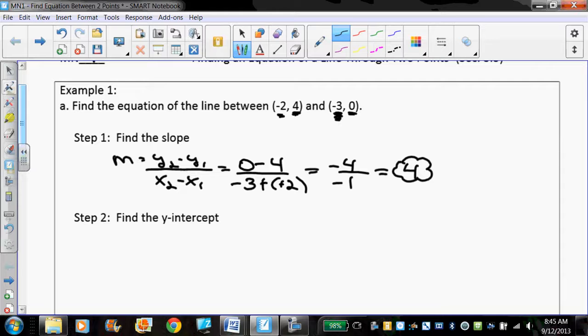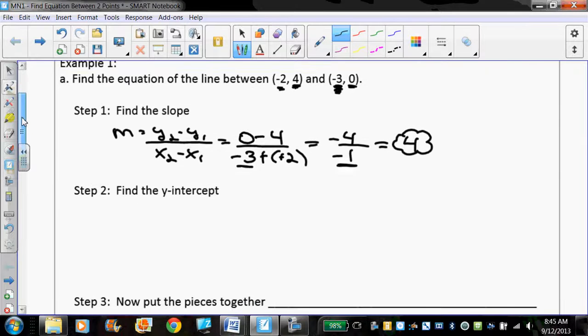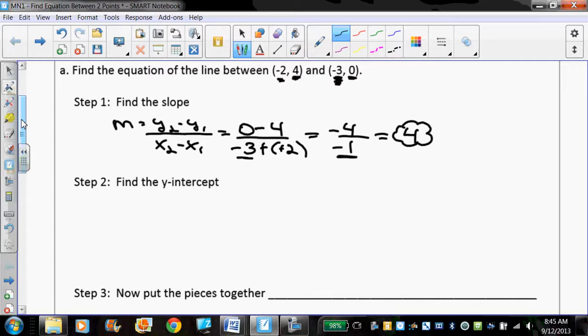Again, with the number operation, 0 minus 4 is -4. -3 right here, minus -2 is like saying +2, and that gives me -1. Divide it out and you end up with a slope of 4. Now, step 1 typically is not the issue for students. Step 2 is where people sometimes get stuck. Well, actually, they get stuck everywhere, but this is a place where it gets a little confusing for a chunk of students.